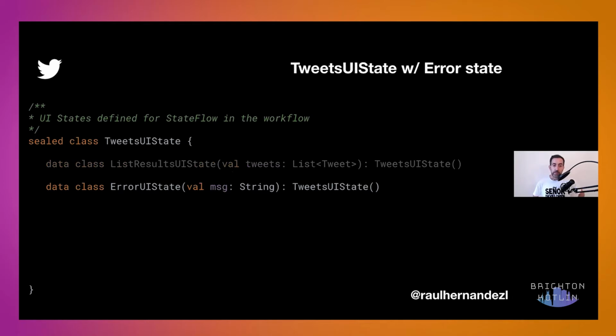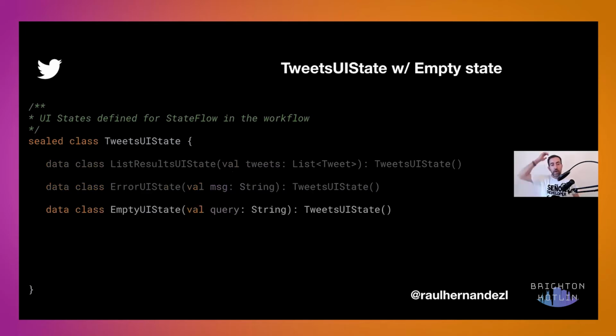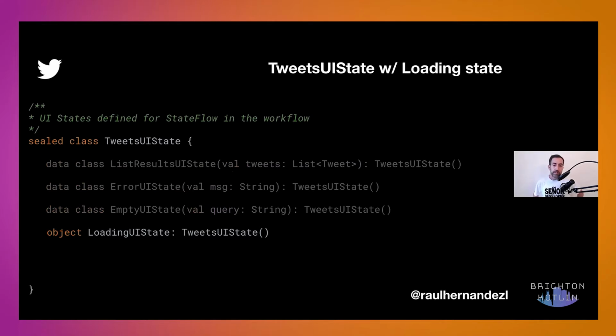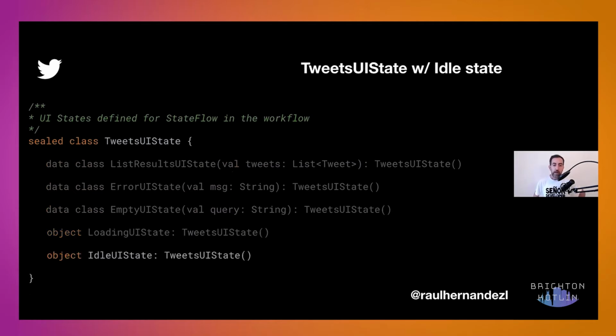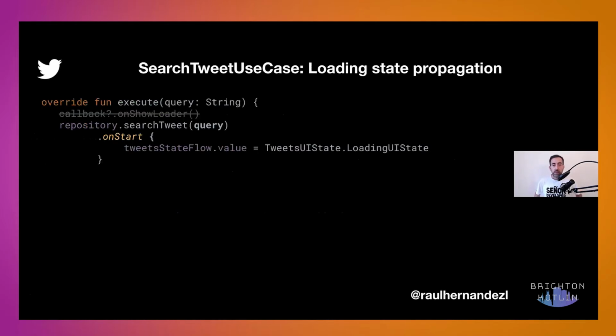Also, the error UI state is going to be the same, passing a message and showing this message to the user in the way that we want. For the empty UI state, something similar: we're just going to say, hey, there are no results for this query. For the loading UI state, we want to show something to the user, so basically the spinner or whatever you want to show, no message right here. That's why it's an object. And the same with the idle UI state. Maybe we don't want to show anything and just put some initial message.